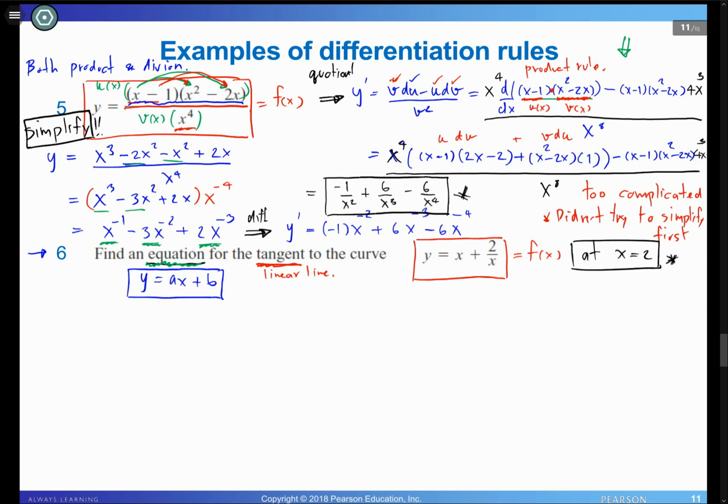So how do we find this equation? First of all, let's talk about the concept. How do we associate derivative to tangent?